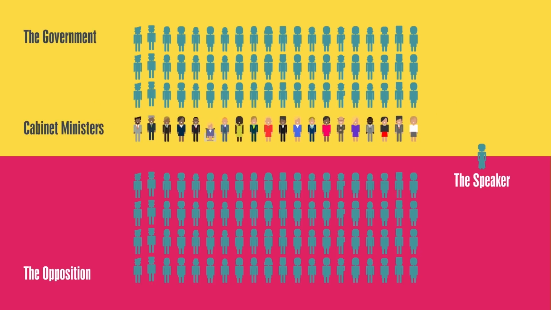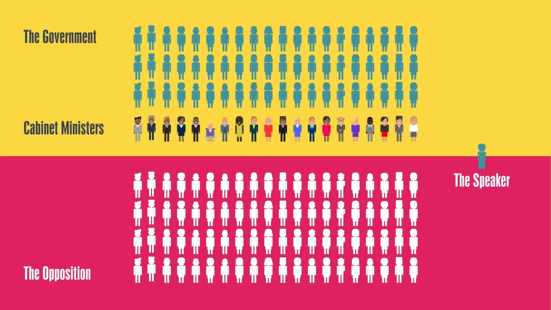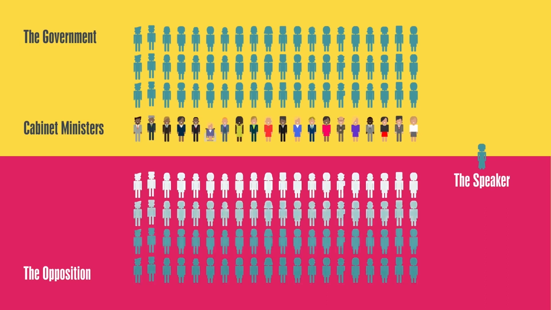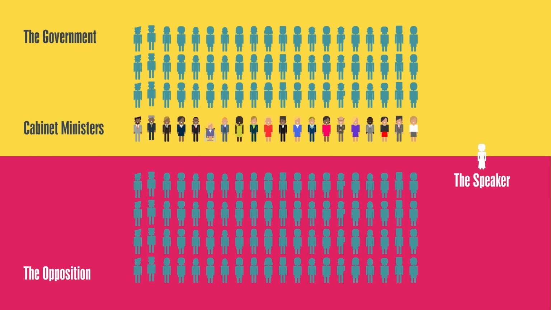Parties not in power are called the opposition. MPs from the opposition and government question the government on policy and proposed laws. The Speaker keeps the House in order by chairing these debates.